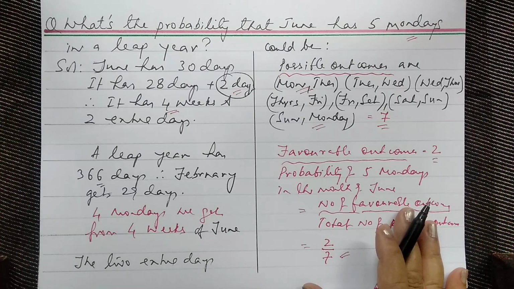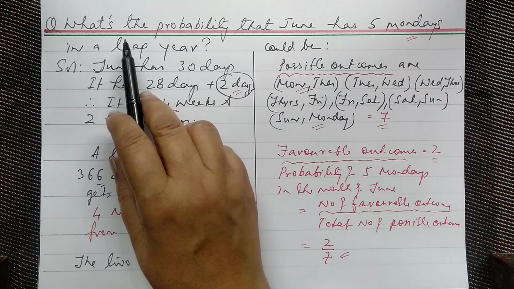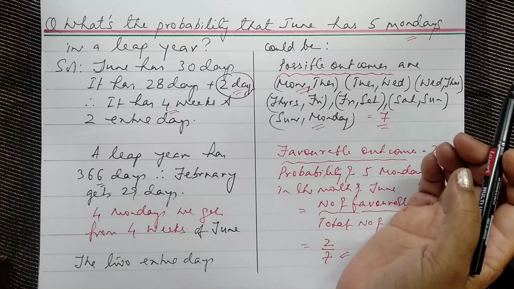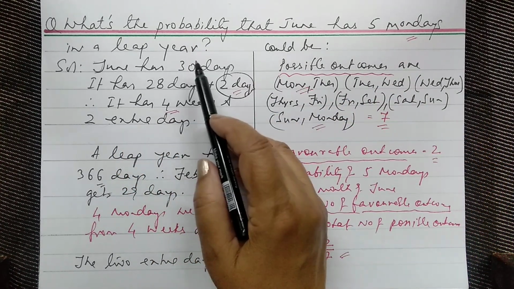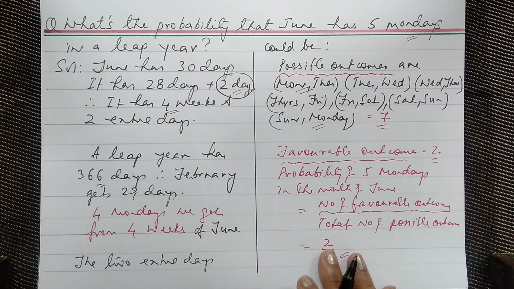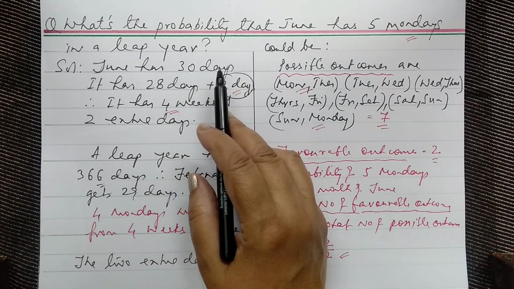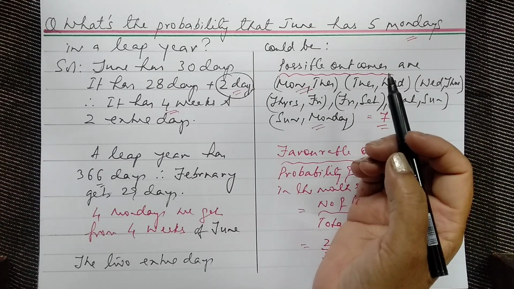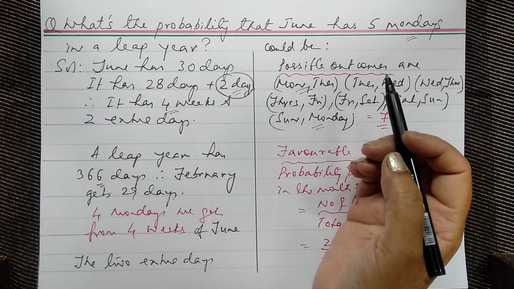All right, so the question that I have put on one of the shorts is: what's the probability that June has 5 Mondays in a leap year? Now remember, a leap year has 365 plus one more day. 365 is a normal non-leap year, whereas a leap year has one extra day which goes to February. February has that extra day.